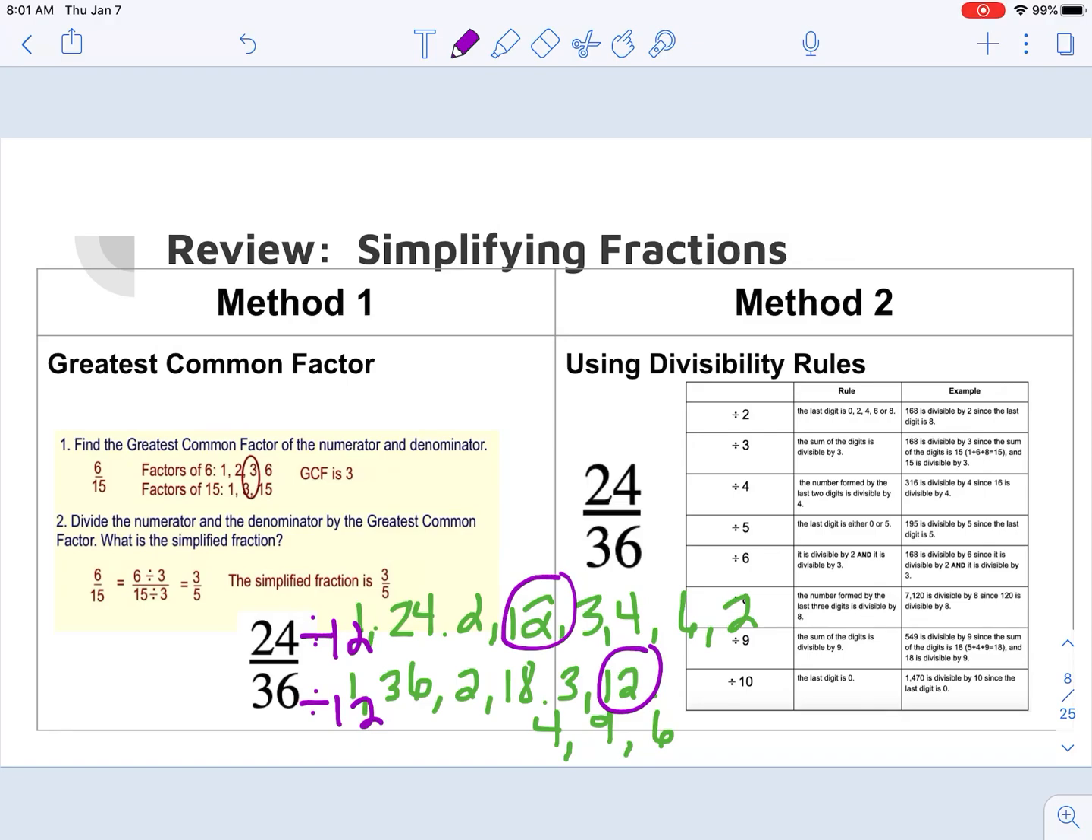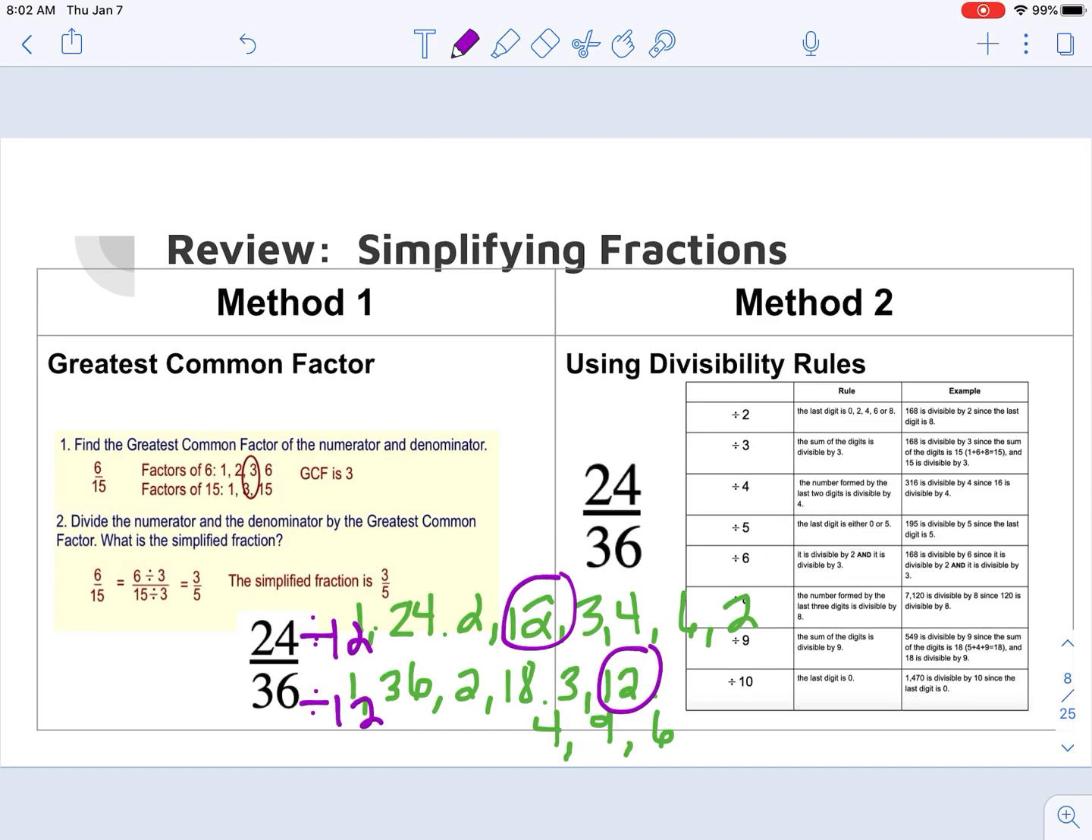The second method is thinking about your divisibility rules. Okay, this one we haven't gone over divisibility rules much in class. But it's looking for those clues, like, are they both even numbers? Then they can both be divided by 2. Do they end in a 5 or a 0? Well, then I can divide by 5.